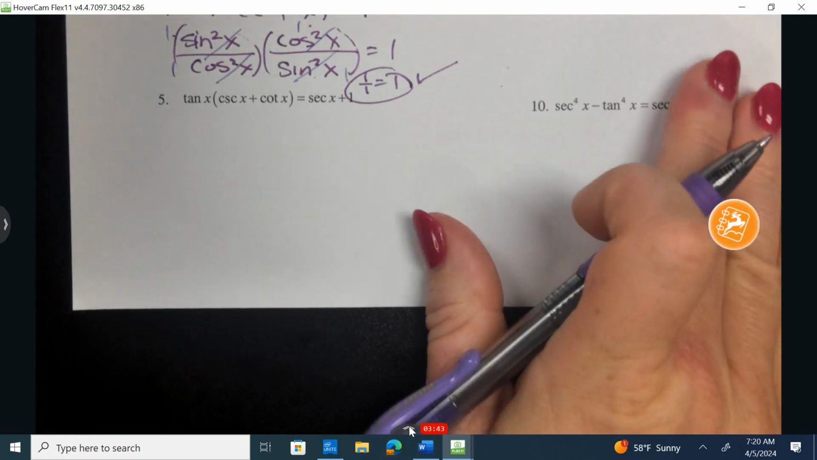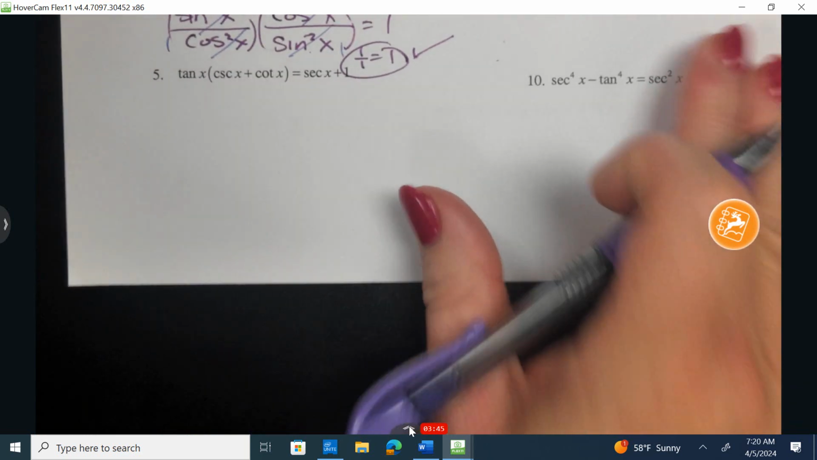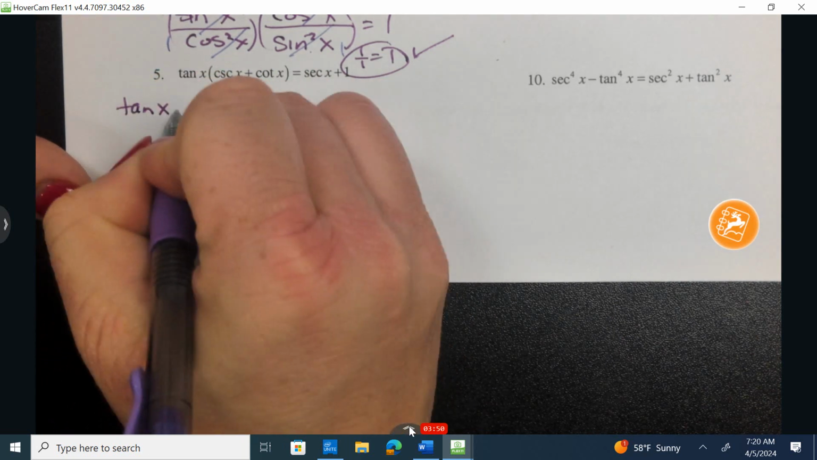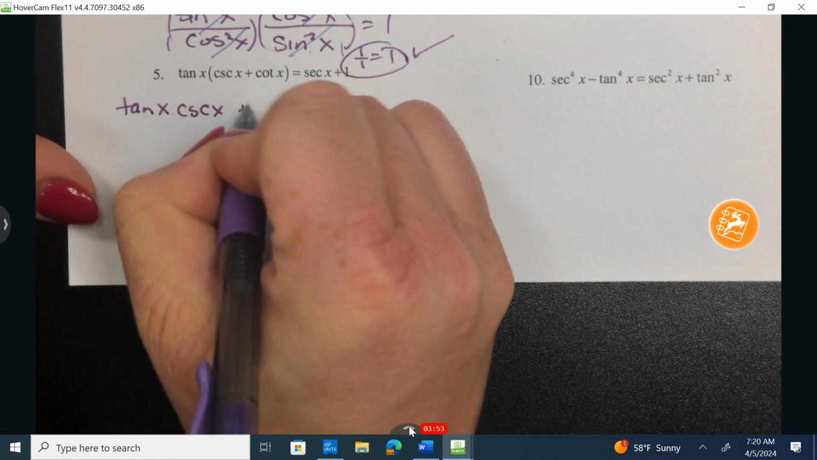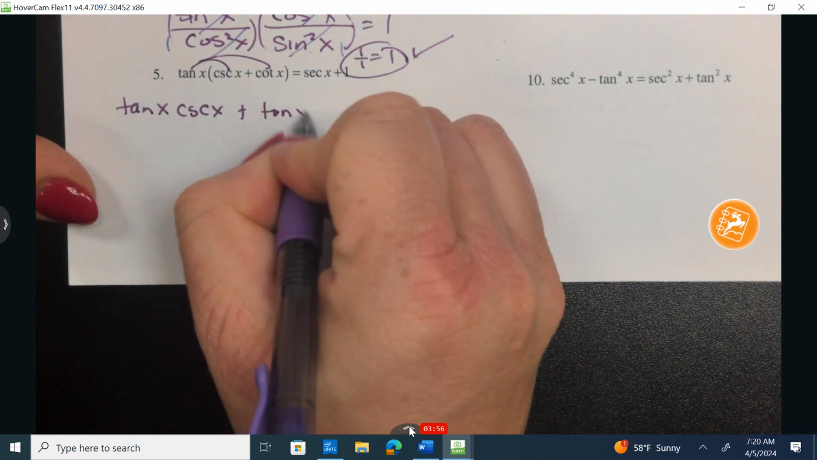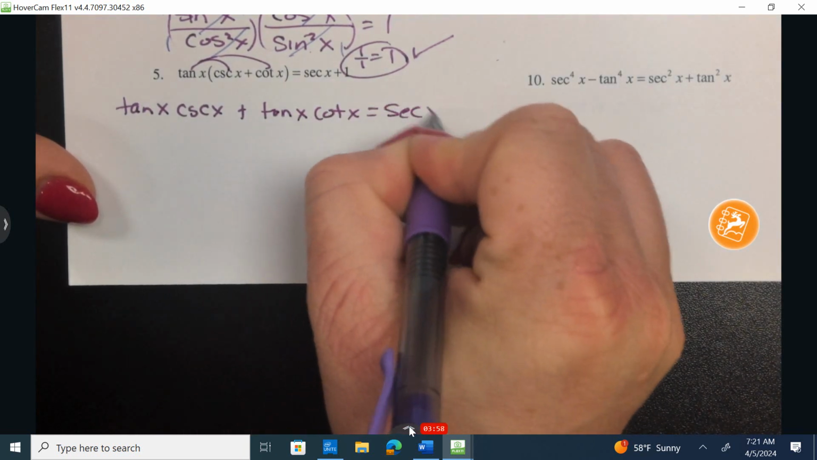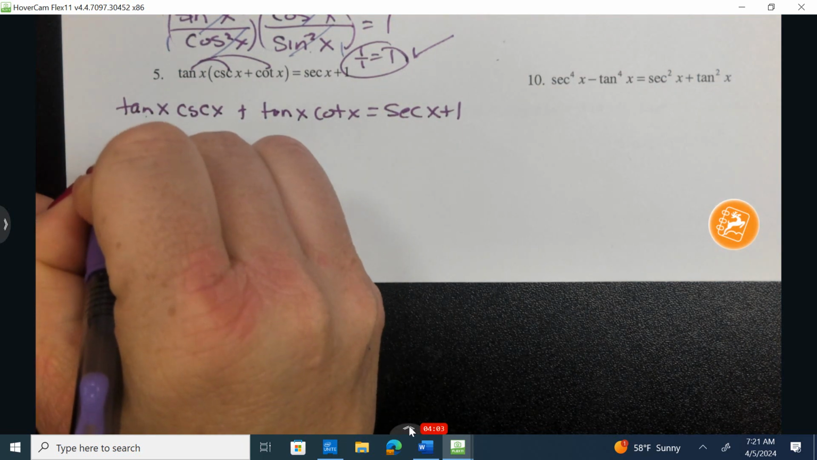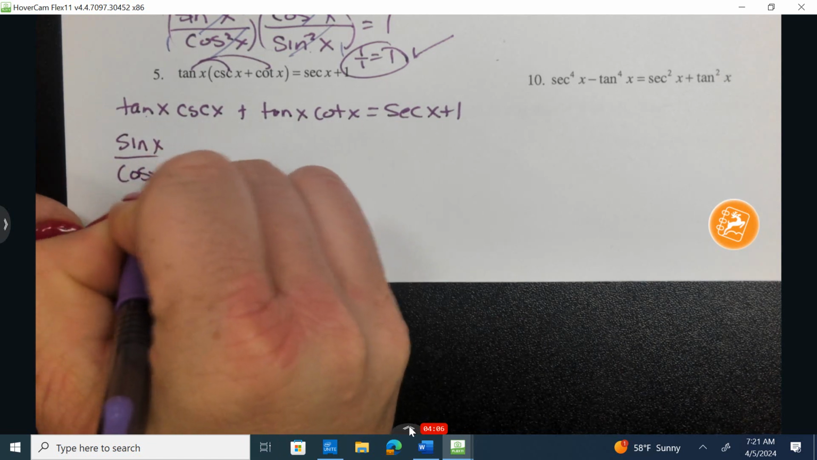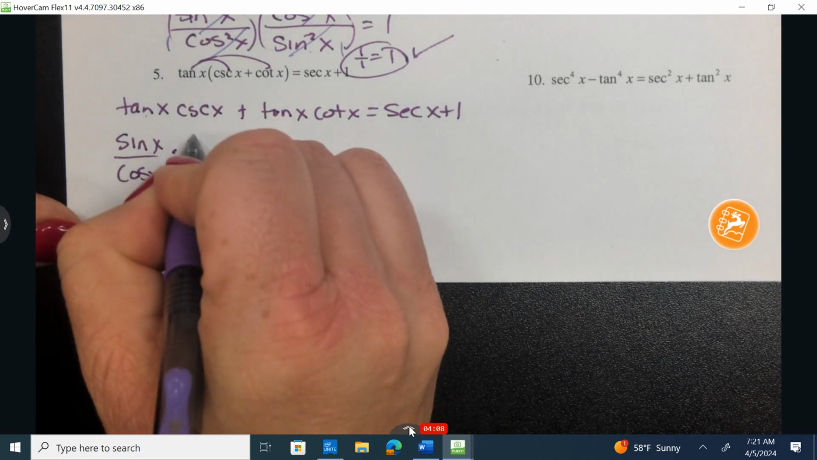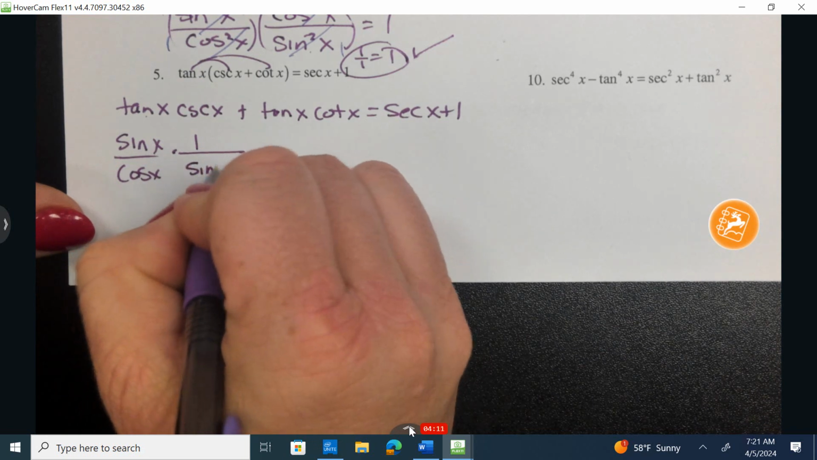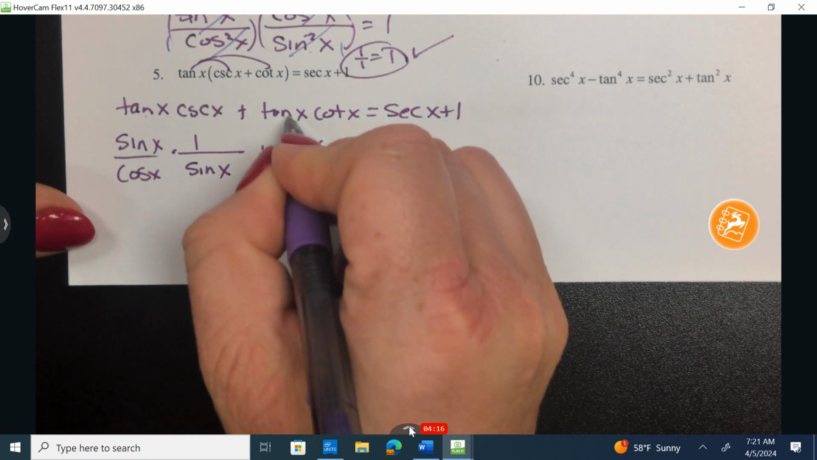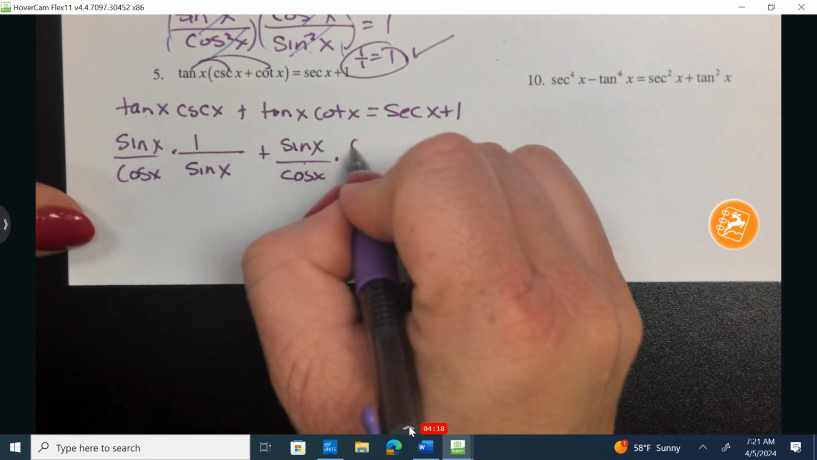Alright, so let's look at this next one here. Number 5. I'm going to start by distributing, so I'm going to have the tangent of x times the cosecant of x plus the tangent of x times the cotangent of x equals secant of x plus 1. Now I know tangent is the same as sine of x over cosine of x, and I know cosecant is equivalent to 1 over the sine of x. Over here, I have sine of x over cosine of x. That's what tangent is equivalent to. And cotangent is the reciprocal of that.